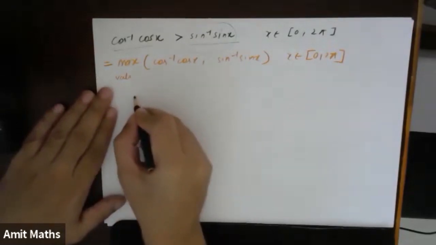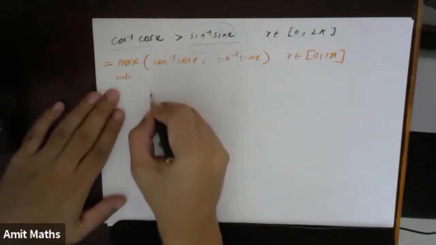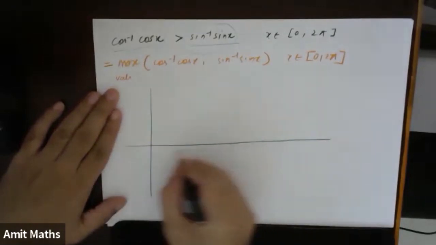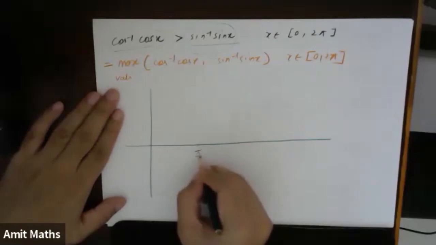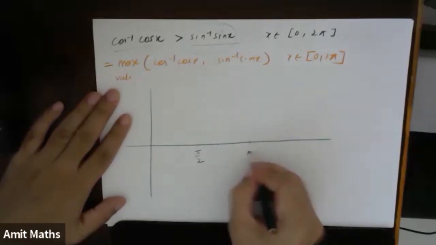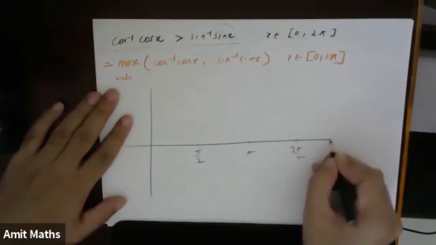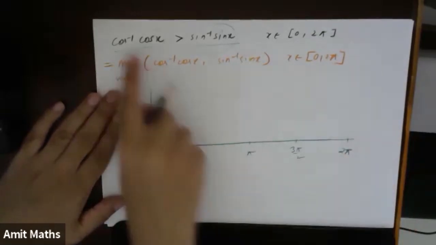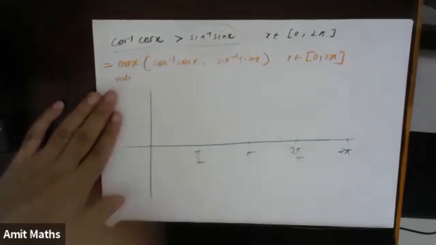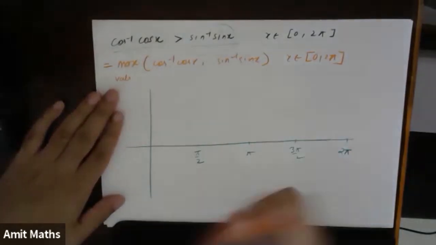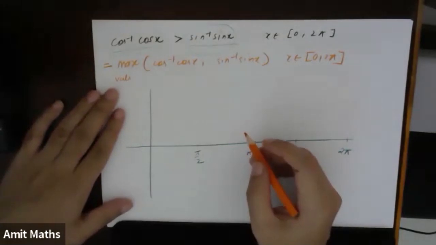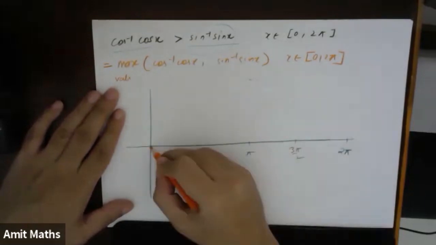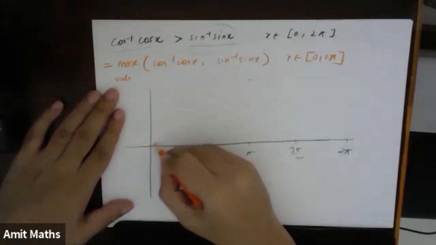So for sine x, between 0 to 2 pi only I have to draw. So this is 0, this is pi by 2, this is pi, this is 3 pi by 2, and this point is 2 pi. First I will draw cos inverse of cos x. A bracket will be open because it is strictly greater than. If you remember cos inverse of cos x, the function will be something like this.